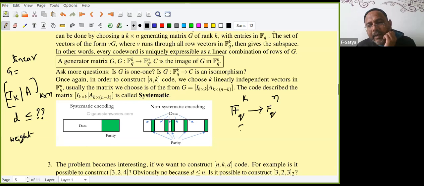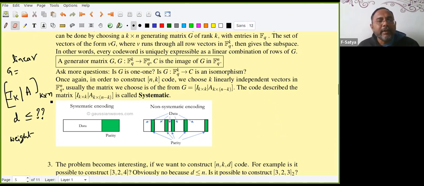Right? But the generator matrix is what? Words from here only. They are of length n. That's why I'm multiplying this side, not this side. So it will help us to make things better. So your guess is that d is less than or equal to n minus k plus 1.